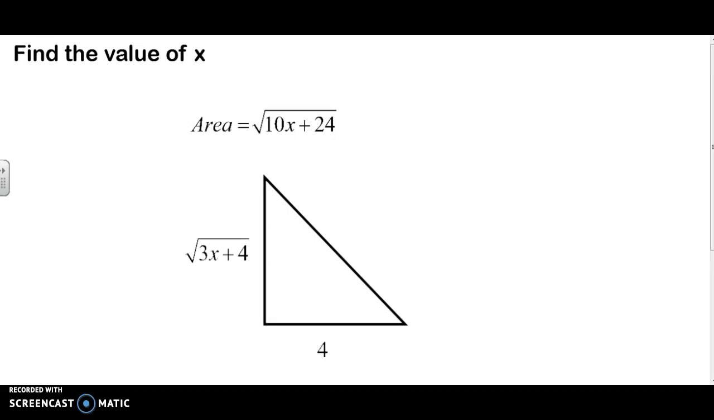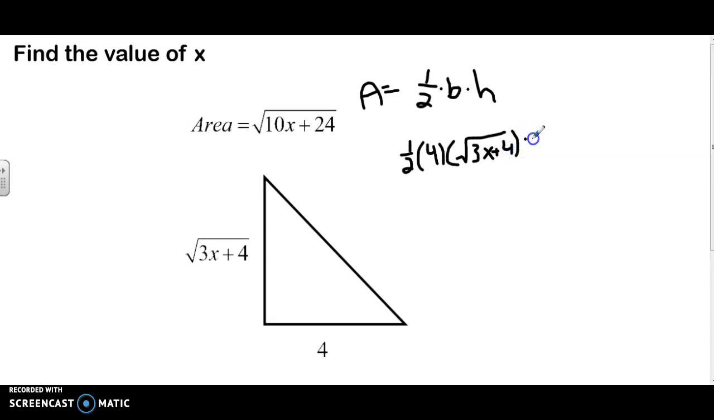For this one, the area of a triangle, hopefully you remember, is 1/2 times base times height. So what I'm going to do is 1/2 times the base, which is 4, times the height, which is the square root of 3x plus 4. And I'm going to put that equal to the square root of 10x plus 24.